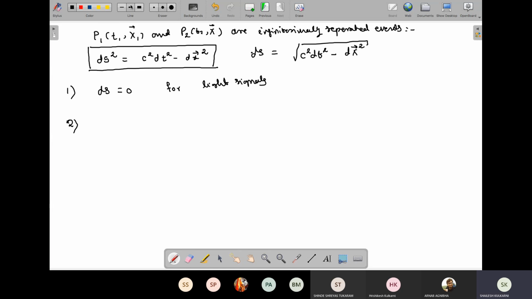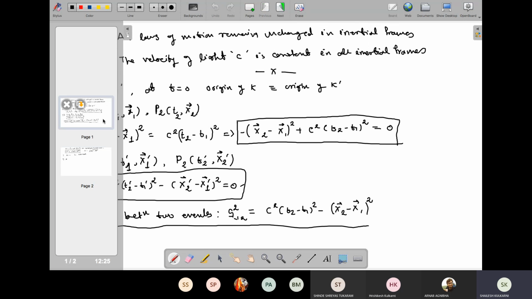Sir, can you explain the first observation for light? What does "for light signals" mean? We have discussed light signals. For a light signal, the interval between two events is essentially 0. What are the two events? The two events are sending the light signal at P1 and receiving it at P2. If these are my two events, then the four-distance or the interval between the two events is essentially 0, because this is how we define it.